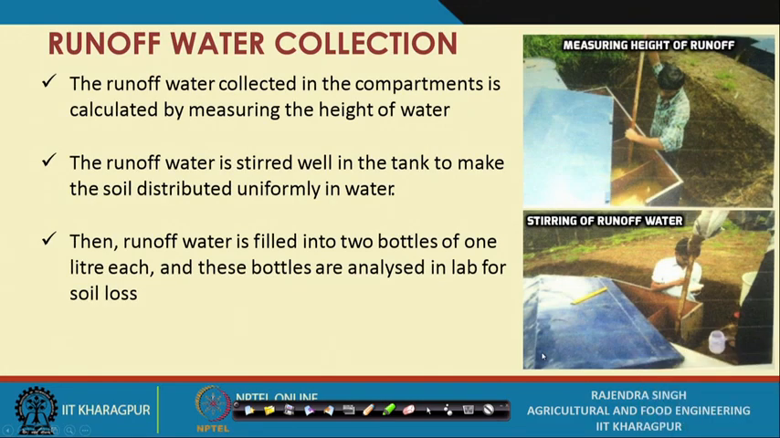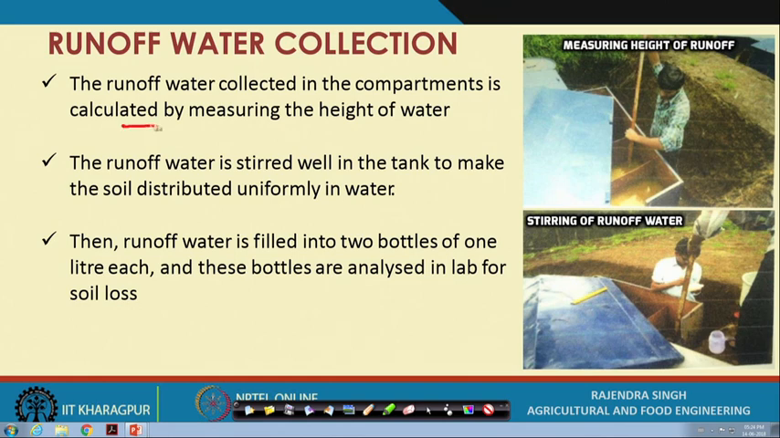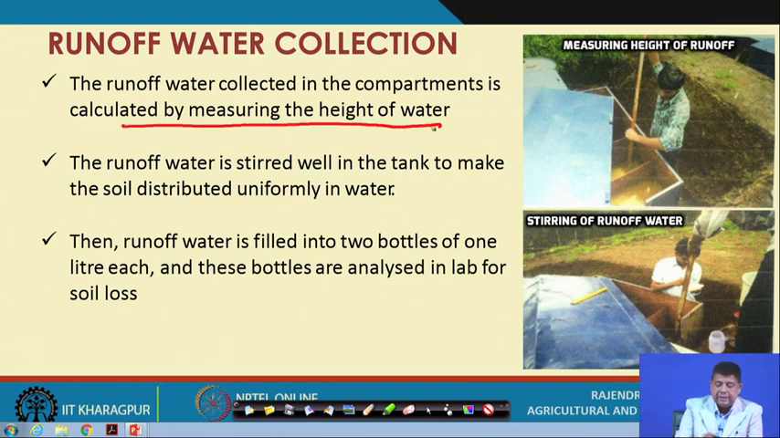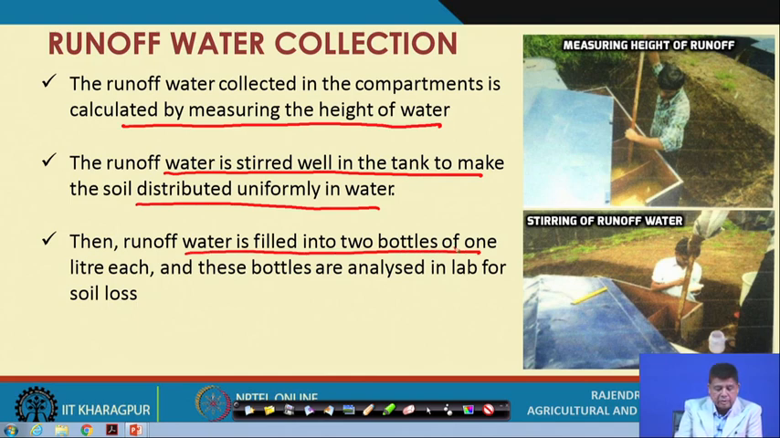And once the runoff water is collected into the compartment, its total volume is calculated by measuring the height. Once the height is measured, we know the dimensions, so we can know the total volume. Finally, the runoff water is stirred well in the tank to make the soil distribution uniform in the water, and then the runoff water is filled into two bottles of 1 liter each, and these bottles are analyzed in the lab for soil loss.